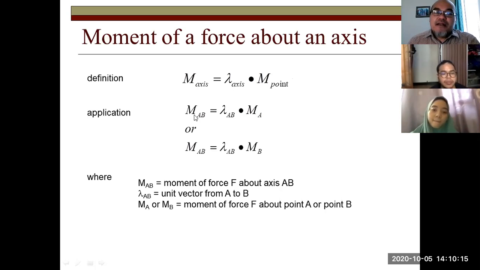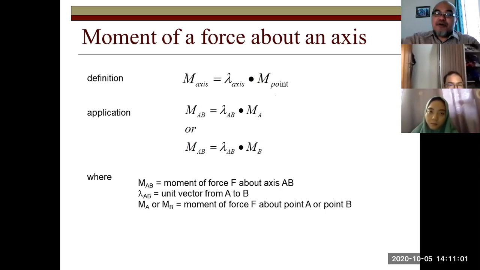For example, here, moment AB, M_AB, which is basically the moment of a force about axis AB. It can be calculated by the dot product of lambda AB with the moment about point A. Lambda AB here is the unit vector from A to B. And then you take the dot product with the moment about point A, a moment vector. A here is the origin point of that axis AB. Alternatively, you can also calculate M_AB from lambda AB dot moment about point B, the endpoint of that axis.